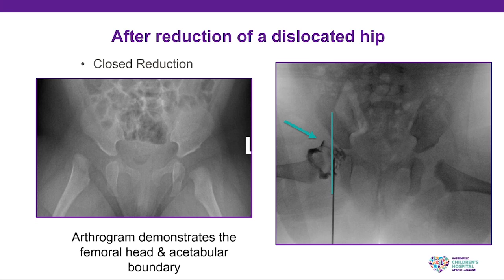You can see this line is drawn at the lateral border of the visible bony acetabulum. You can see the arrow pointing at the edge of the labrum. So we know there's a cartilaginous portion of the acetabulum that you can't actually see.